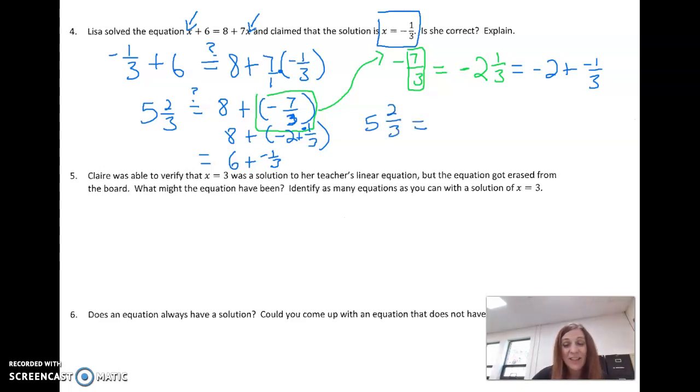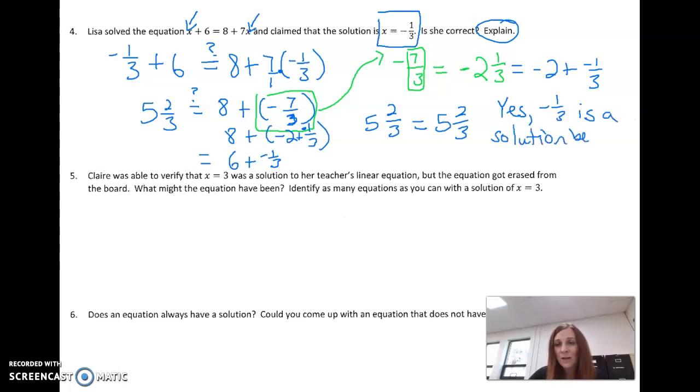Does that equal, if I take a third away from 6, guess what I get? 5 2/3. Okay. Again, guys, if you needed to just go off to the side somewhere and do your work with fractions here, that's fine. But what we see here is that they do equal each other. So when we have to explain, we say, yes, -1/3 is a solution because both sides equal 5 2/3. Okay? All right, sorry for the confusion there.